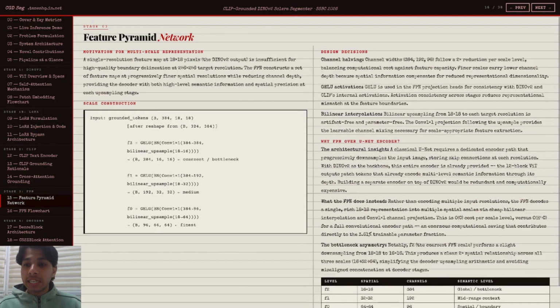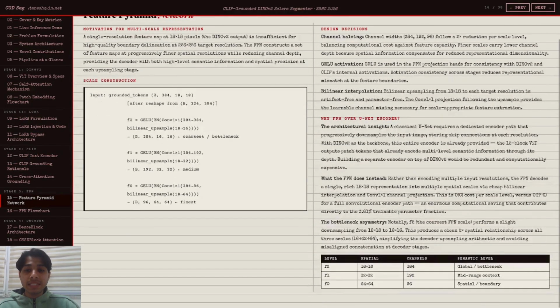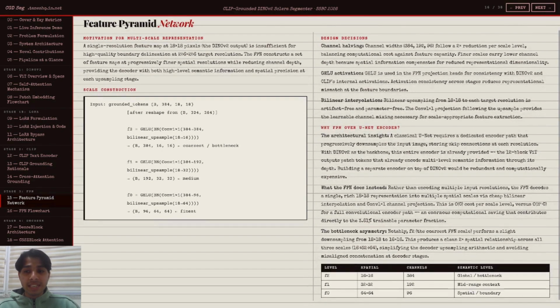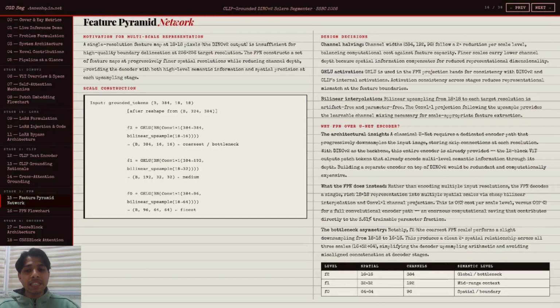After the patch tokens have been enriched with language grounding, we need to convert them into spatial feature maps that a CNN decoder can work with. The problem is that Dino V2 only produces a single resolution, an 18 by 18 grid of tokens. For precise boundary segmentation at 256 by 256 pixels, we need features at multiple scales, coarse features for understanding what region is sclera, and fine features for knowing exactly where the boundary is. The feature pyramid network solves this by taking that single 18 by 18 representation and producing versions of it at 3 different spatial scales using cheap bilinear sampling and a small projection convolution at each level.